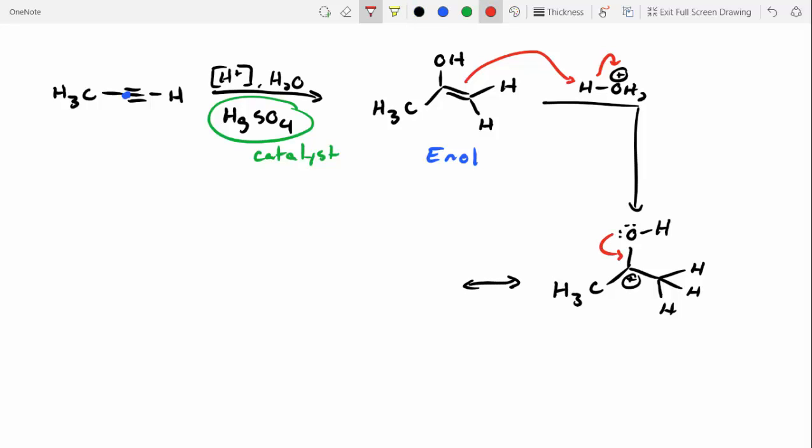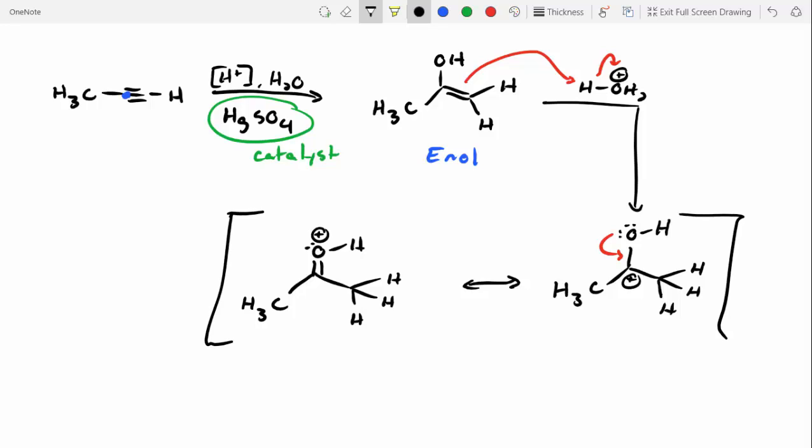This lone pair can dump down and stabilize that carbocation. And we've got a positive charge that's delocalized up to that oxygen. So while we can protonate the alcohol, the carbocation is unusually stable for this situation. So this is a major pathway.